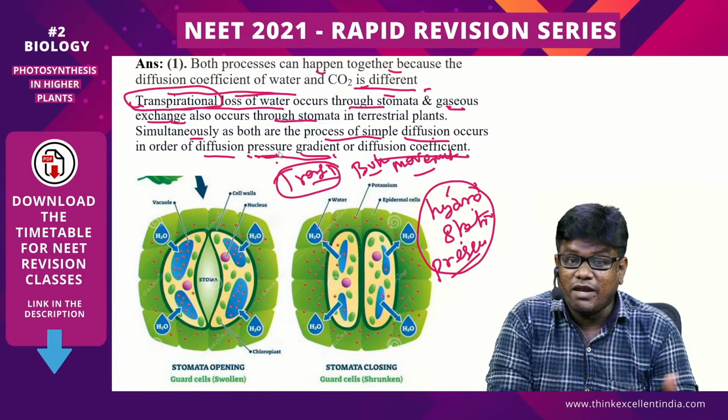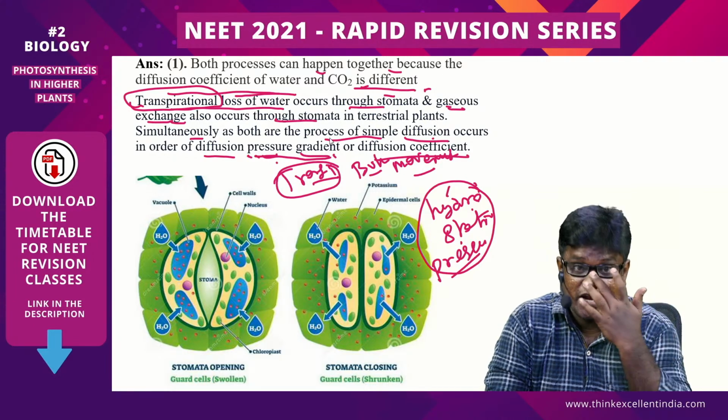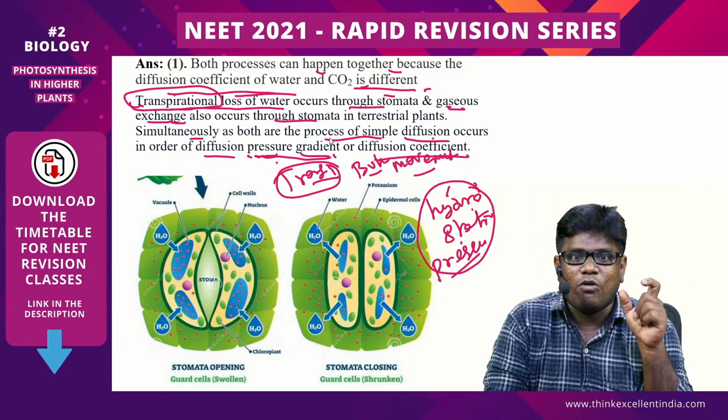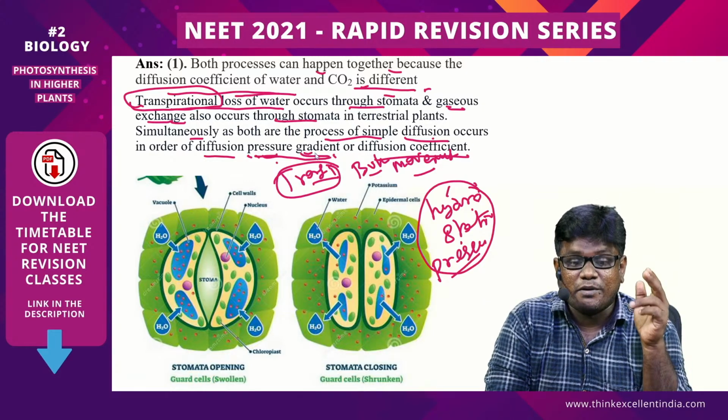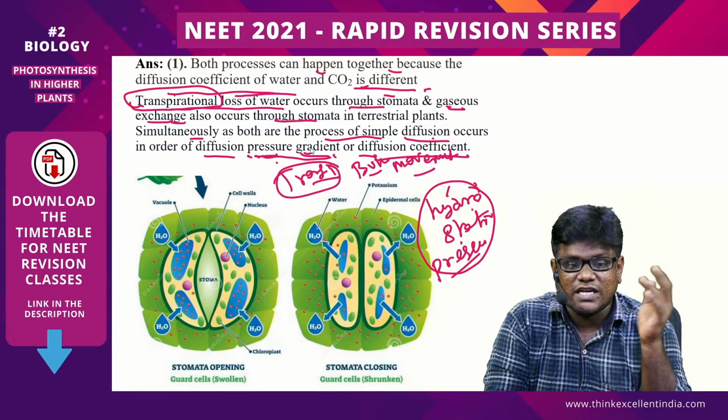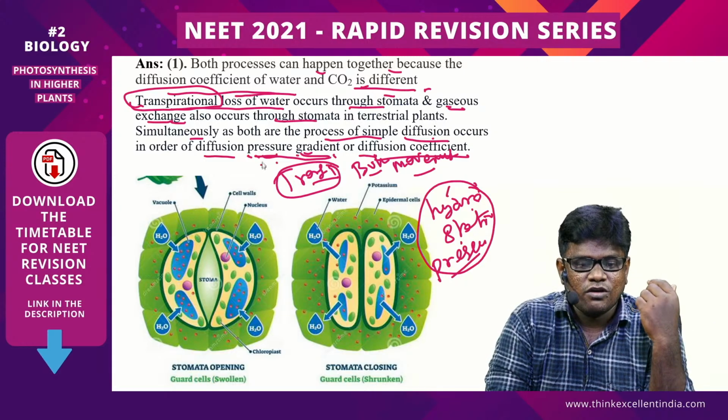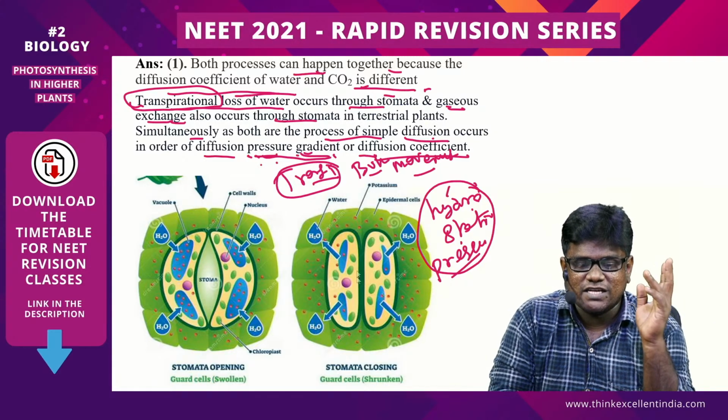Pressure gradient, what is the meaning, what is that? The pressure gradient is the direction in which a particular molecule is moving out of the system. So that is the pressure gradient. You have to be very clear. Diffusion coefficient and pressure gradient, both are the same. So both processes can happen because there is only one structure.